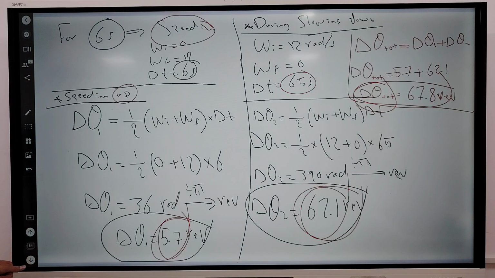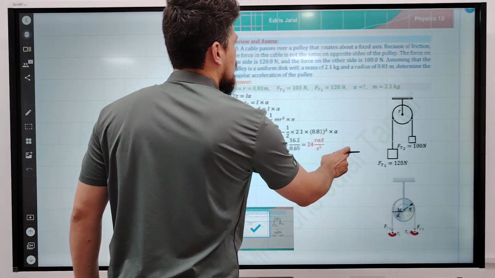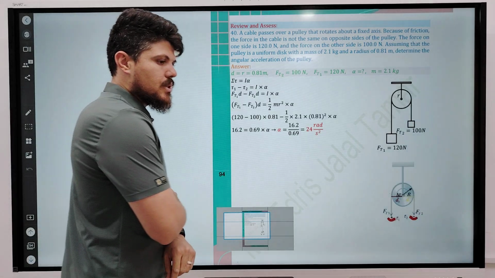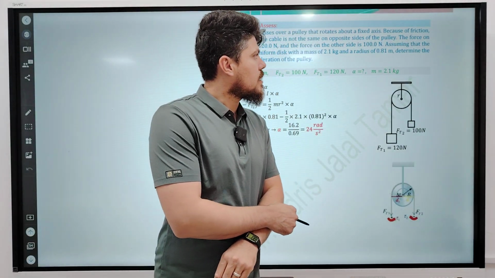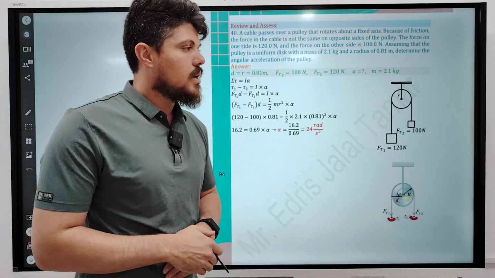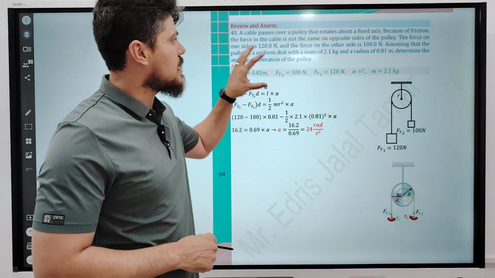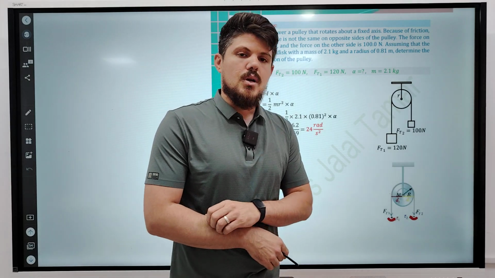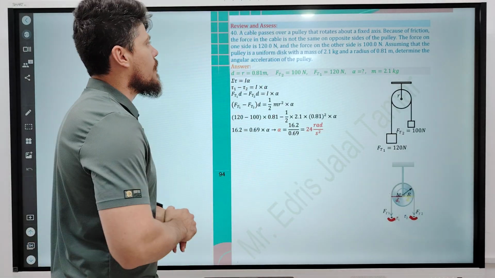Okay. The last question related with Newton's second law for rotational motion, question 40 from the chapter review. As I told you at first, we are going to solve all the questions of the chapter review during the explaining, because this question is related with Newton's second law for rotational motion, so that is why I solve it here. It means that when we are finished with this chapter, we already solved all questions of the chapter review.